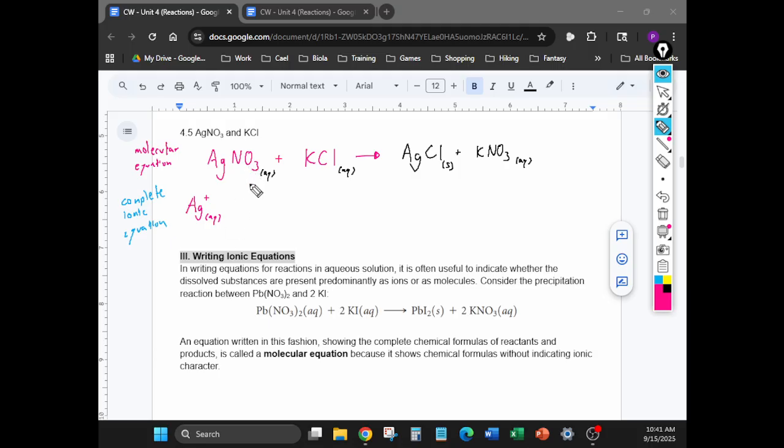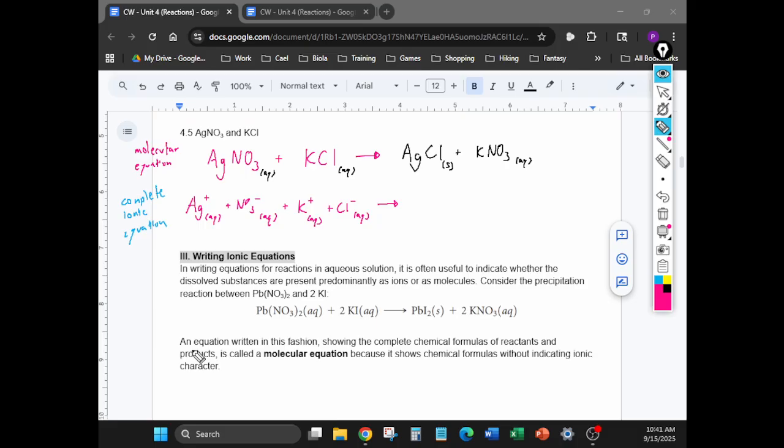And then NO3 is also aqueous, so we're going to separate that off. So NO3 minus aqueous, plus this one right here. K becomes K plus aqueous, and then Cl becomes Cl minus aqueous. Okay, and you guys kind of see what's going on, right? We're just taking our aqueous ionic compounds and separating them. That's why it's called a complete ionic equation. It's showing them in their ionic forms.